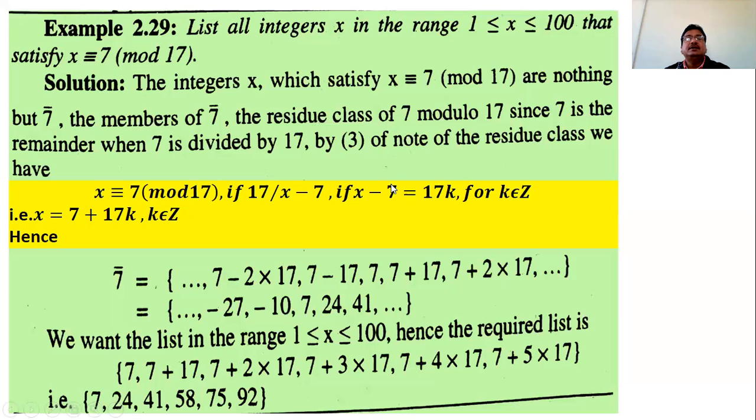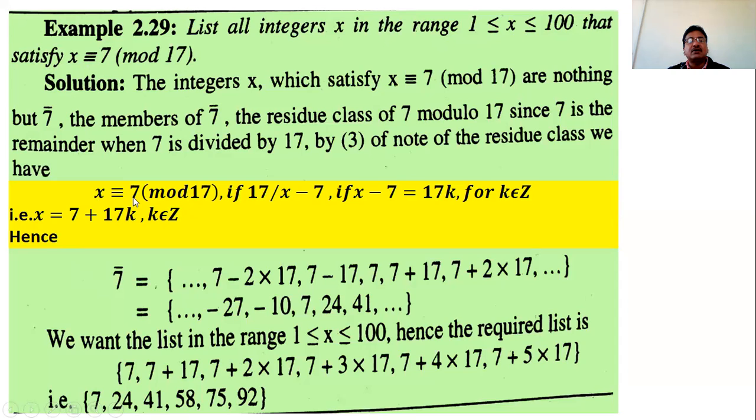Next example: list all integers x in the range 1 ≤ x ≤ 100 that satisfy x ≡ 7 mod 17. That is, we have to find the values of x from 1 to 100 that satisfy this congruence, that is, the numbers x congruent to 7 mod 17.